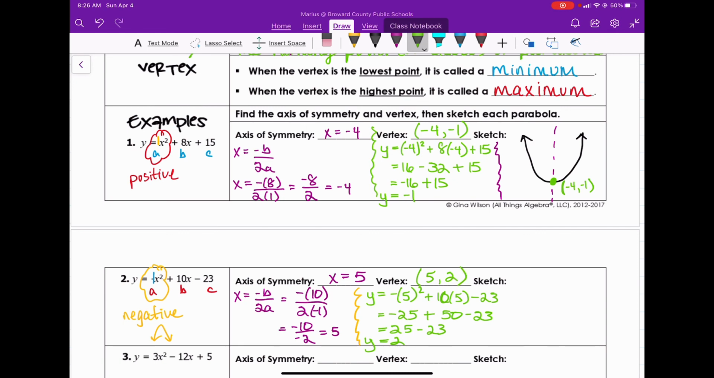Okay? And now if we are to do our simple little sketch here, right? We already know the graph is going to be facing down because a was negative. And we know that our vertex is 5 comma positive 2. And we know that our axis of symmetry is at x equals positive 5. And back for number 1 for that example, we'll put x equals negative 4 for the axis of symmetry.